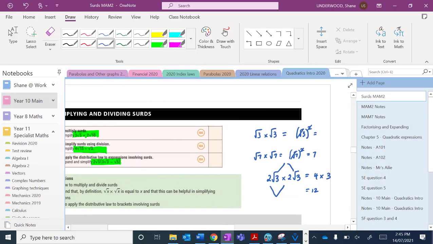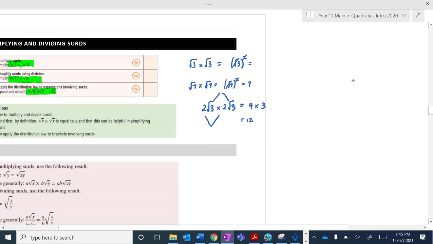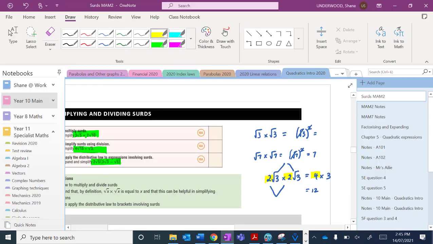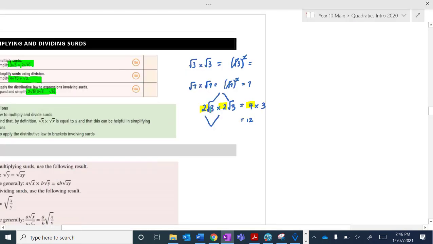Now, let me show you again. Let me talk you through it. 2 twos are 4. So we're actually calculating now. I don't have to explain why 2 twos are 4. But of course, what you can do is do this calculation here.